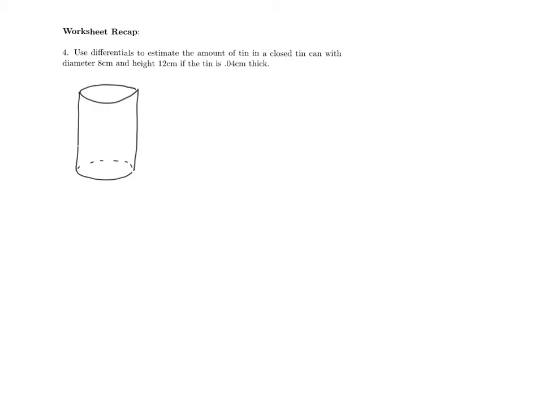Where we are asked to use differentials to estimate the amount of tin in a closed tin can with a diameter of 8 centimeters, a height of 12 centimeters, if the tin is 0.04 centimeters thick. So in terms of the dimensions we're given, we're told that the diameter is 8, so we could say the radius is 4, and the height would be 12 centimeters.